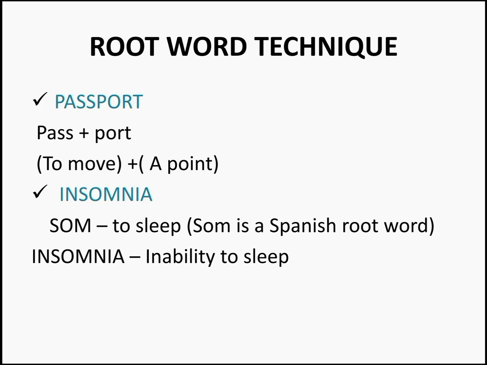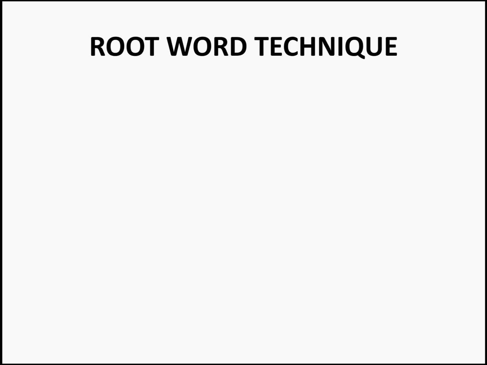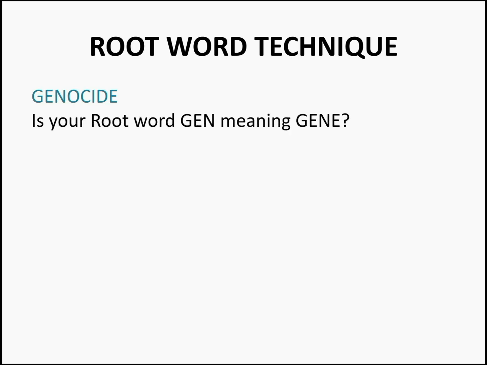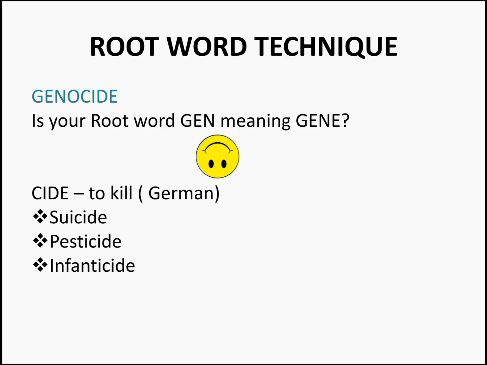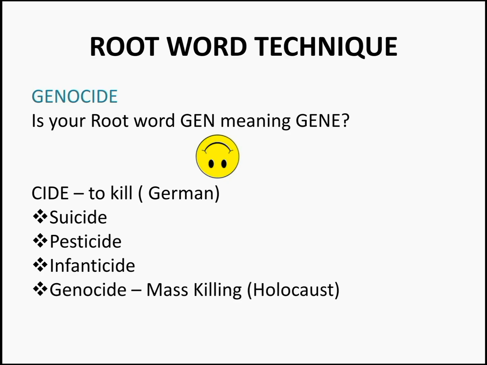Hope you got it. In the same manner, look at the next word, genocide. Can you guess the root word for this? Well, is it just Gen, which means gene? No, that's wrong. You have to be very careful in guessing the root word. The actual root word for this is CIDE, which means to kill, and this is a German-based root word. Just like suicide, pesticide, infanticide, here you have genocide, which means mass killing.